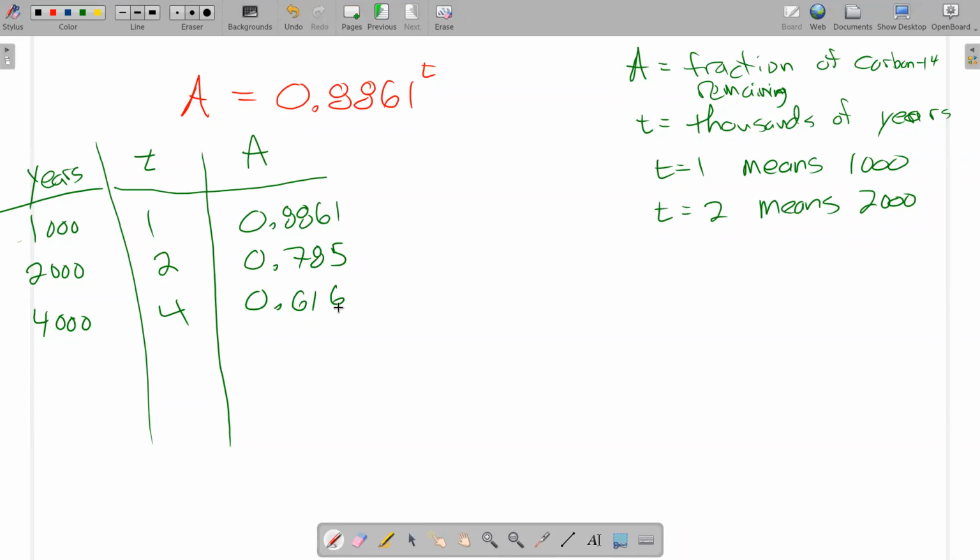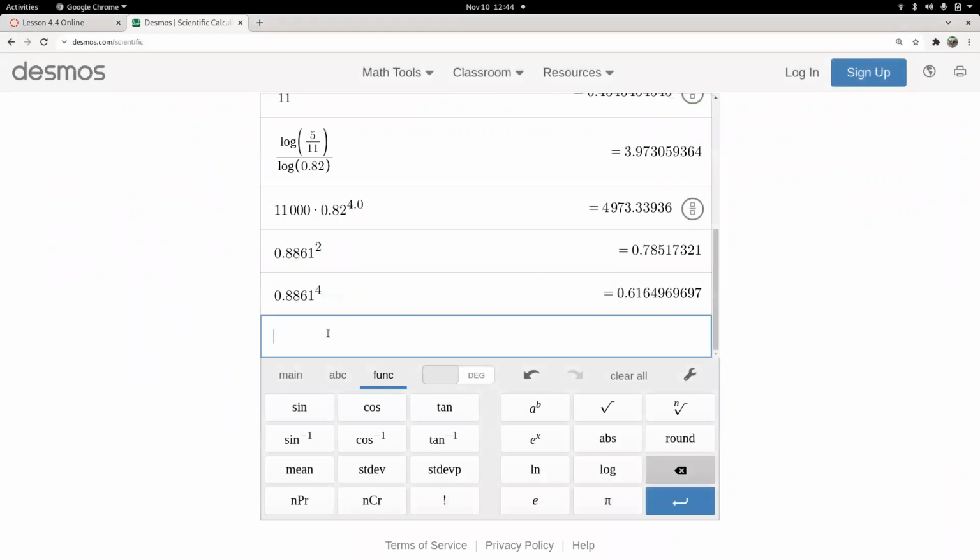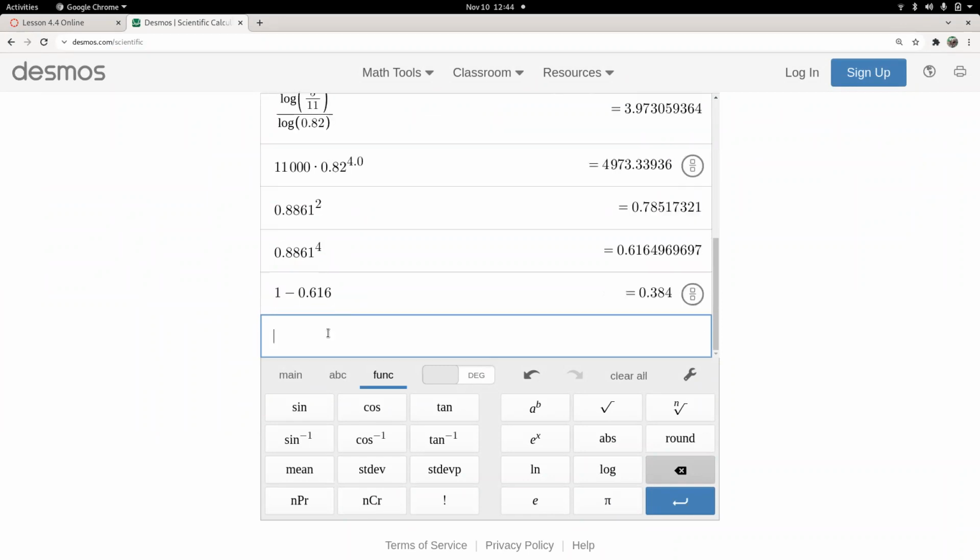So they dig something up, and let's do a quick test here on a calculator. If I take 1 minus 0.616, so I dig something up, I measure, there's 61.6% carbon-14 and 38.4% carbon-12, then that would tell me this thing I dug up is about 4,000 years old, right? So they work it the other way.